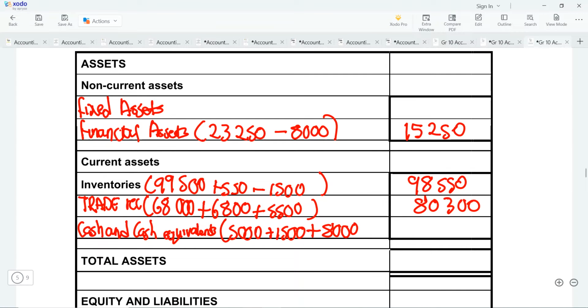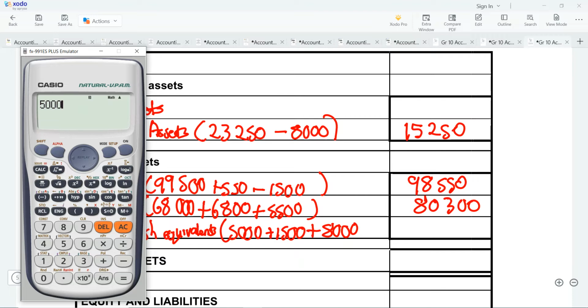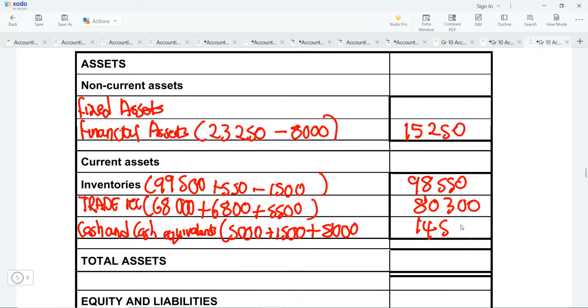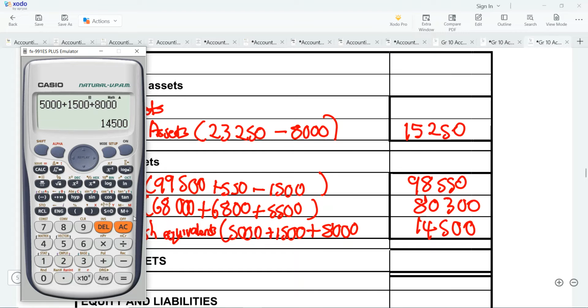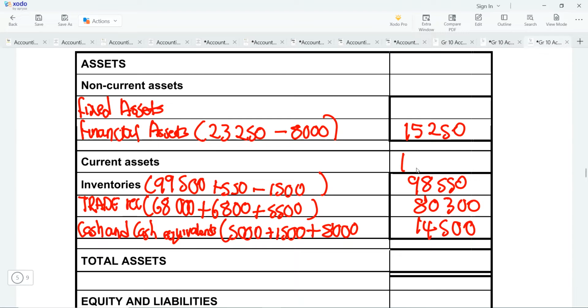Okay, and then from there we go to our cash and cash equivalents. Our cash and cash equivalents is 5,000, and then plus 1.5, and then also plus the 8,000, and it is giving us 14,500. So meaning that for us to be able to get our current assets, we're going to say 14,500 plus 80,300, and then also plus 98,550, and then it will give us our total current assets of 193,300.